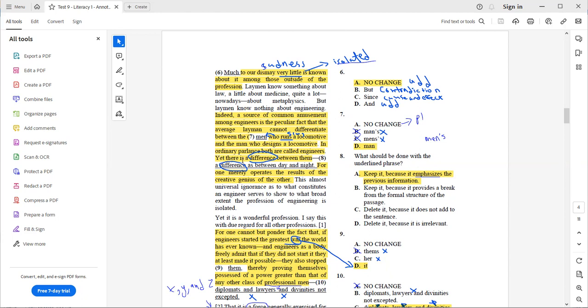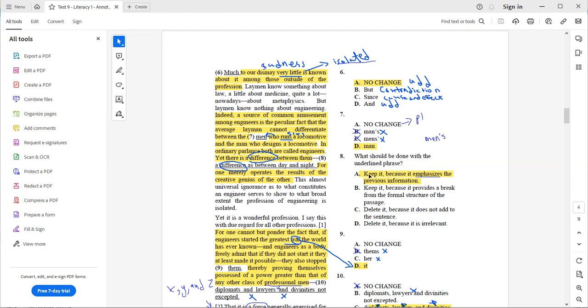Yet there is a difference between them, a difference as between day and night. For one merely operates the... No, done. Read the sentence from full stop to full stop. So here he said, yet there is a difference between them, a difference as between day and night. Do you believe that we need to write the underlined sentence because it's non-essential? Here he said, yet there is a difference between them. Then he said, a difference as between day and night. Yes, it's explaining it. It gives you emphasis. So we're going to keep it.